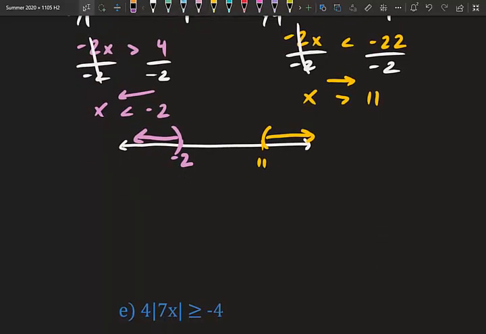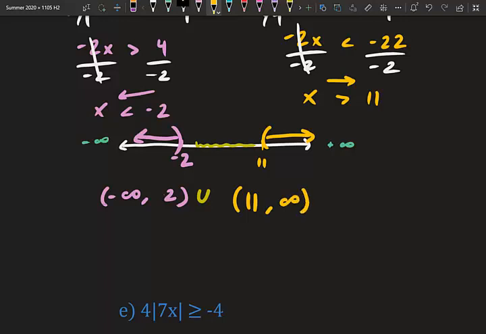So to write this in interval notation, for our first one, the left, that's -infinity. So this is -infinity and this is +infinity. So if it's going to the left, it's going to -infinity and it stops at -2. This right here, the break means union. So this break right here, that means union. Then it picks up again at parenthesis 11 and it's going to the right, which is +infinity.